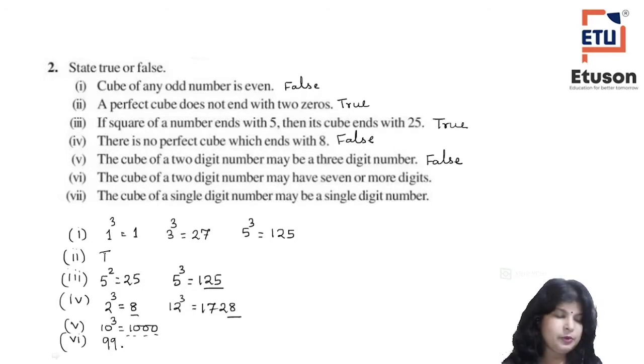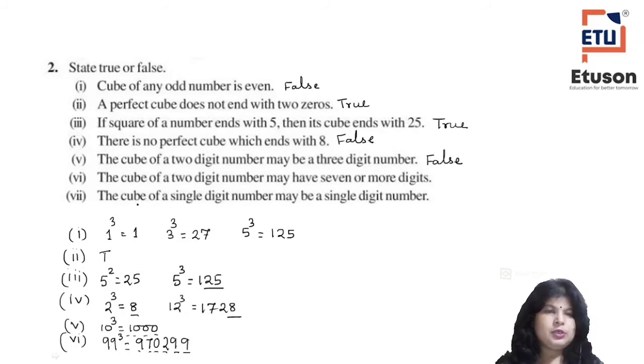So what is the value of 99 cube? 99 cube is equal to 970299. How many digits do you have in this? You have 1, 2, 3, 4, 5, 6. You have 6 digits. So here, what is the statement?